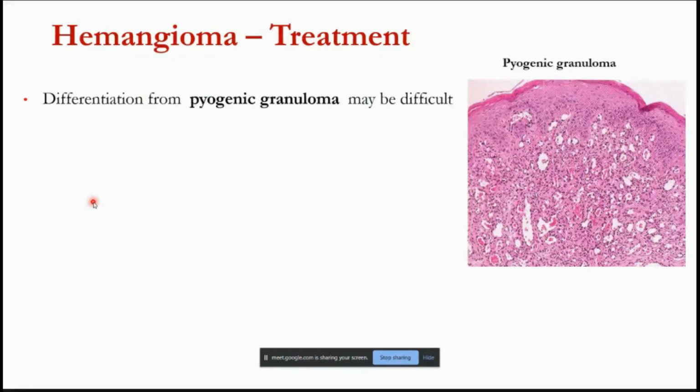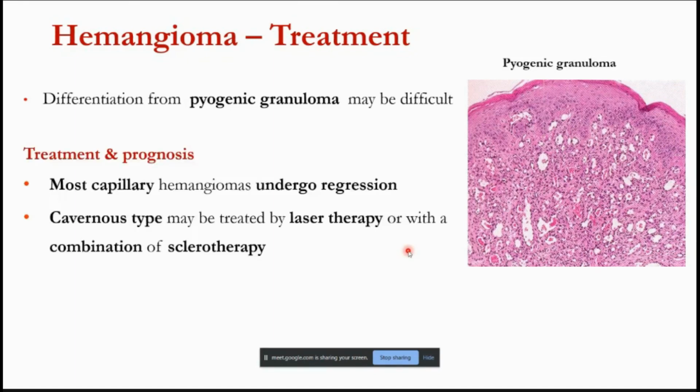The differential diagnosis for a hemangioma is again pyogenic granuloma. But we do have a history for pyogenic granuloma, which we can correlate with what we are seeing in the histology. Apart from the blood vessels in pyogenic granuloma, especially a mature one, you will also see fibrosis and a lot of inflammatory cells. That is one way of differentiating it from this.